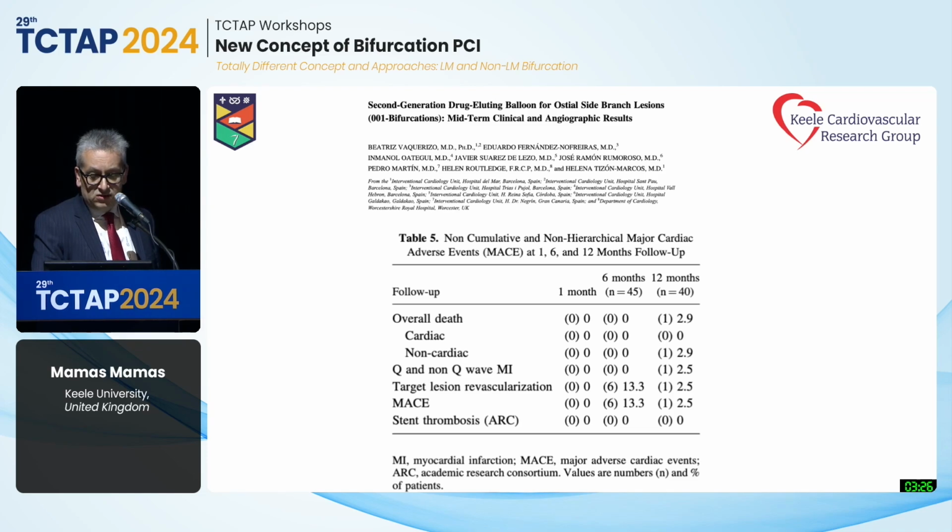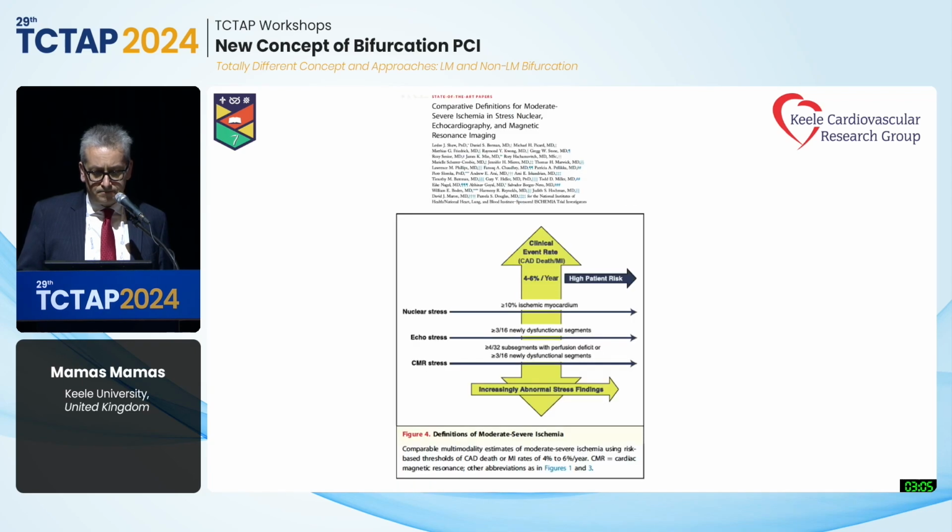But I think it still shows that at 12 months, the MACE rates are acceptable, one MACE event in 40 patients. So I think for non-left main ostial side branch disease, using a drug-coated balloon is certainly favourable, and certainly these MACE events are much lower than we observed in the Ultimaster registry of over 4,000 patients.